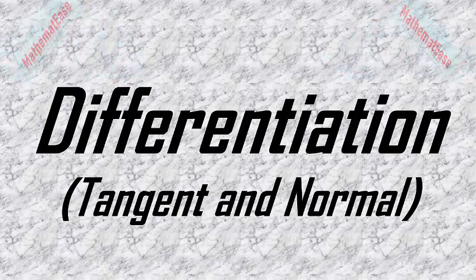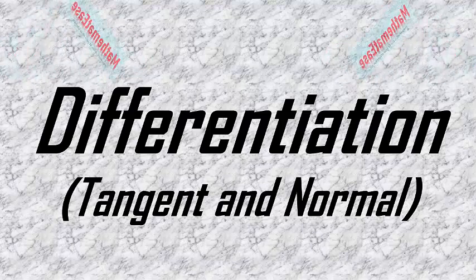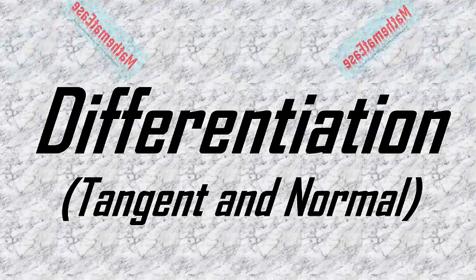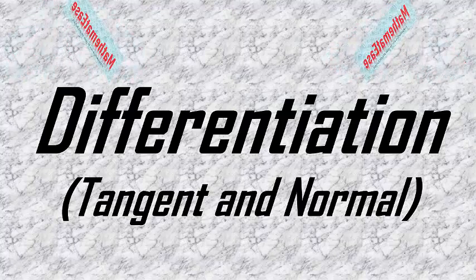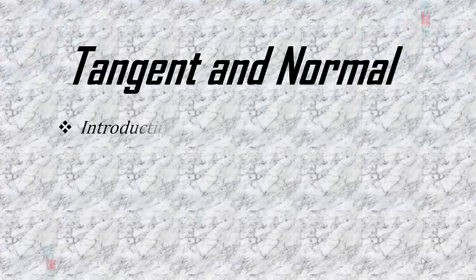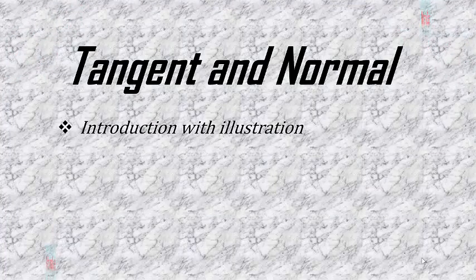We are still on differentiation, and the area we are concentrating on today is tangent and normal. Tangent and normal is a simple subtopic under differentiation. Just ensure that you relax and be optimistic as we proceed. We will cover the introduction with illustration, because this illustration is very important. It will help you to have deeper knowledge of tangent and normal.